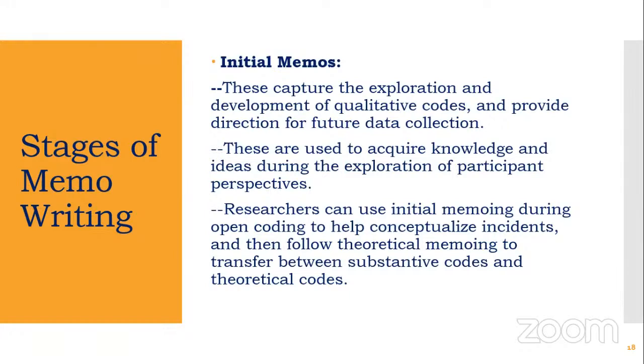So initial memos are those which capture the exploration and development of qualitative codes and provide direction for future data collection. These are used to acquire knowledge and ideas during the exploration of participant perspectives. Researchers can use initial memoing during open coding to help conceptualize incidents and then follow theoretical memoing to transfer between substantive codes and theoretical codes. So that's about how you are considering the different types of codes in the process of analyzing the data, and how you can make sense of these different types of codes through your memo writing.